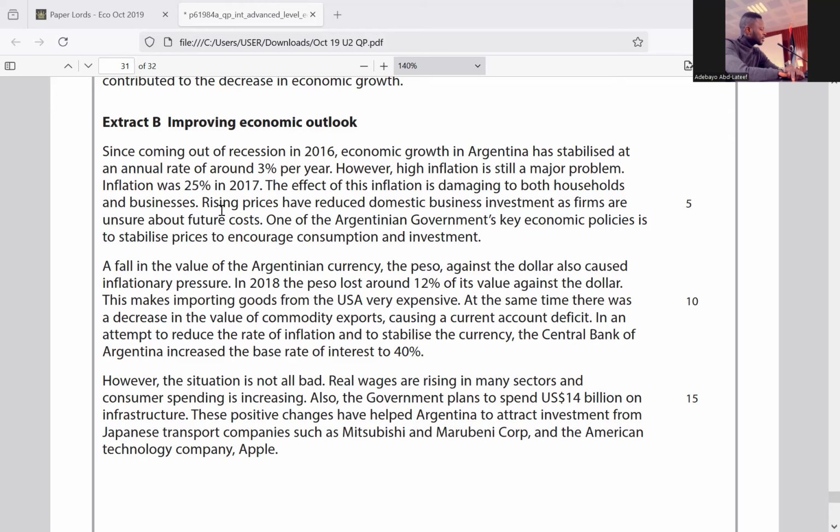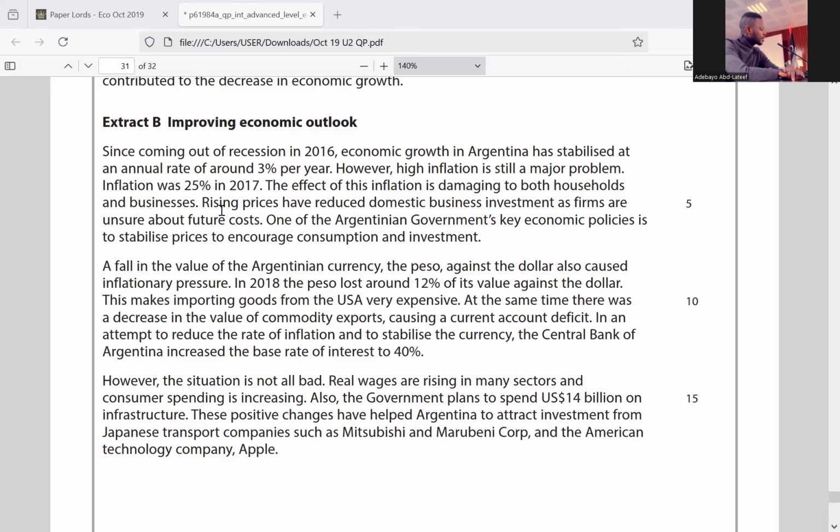So, the effect of this inflation is damaging to both households and businesses. Rising prices have reduced domestic business investment as firms are unsure about future cost, and one of the Argentine government's key economic policies is to stabilize prices to encourage consumption and investments. And that's one of the macroeconomic objectives anyway. A fall in the value of the peso against the dollar also caused inflationary pressure. In 2018, the peso lost around 12% of its value against the dollar. And this makes importing goods from the US very expensive because the exchange rate has fallen. A fall in exchange rate brings about an increase in the value of imports, right? That's what they're saying there, okay?